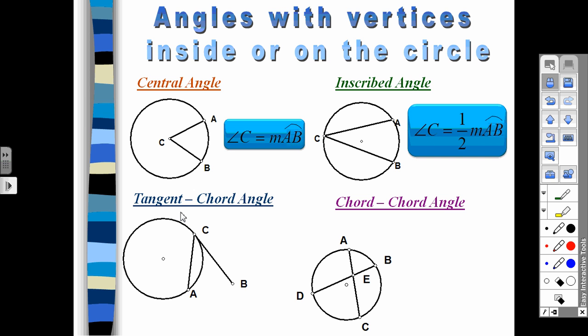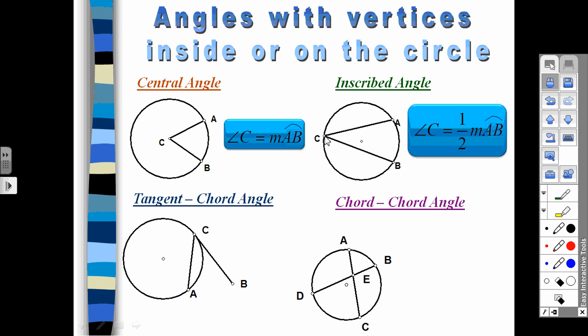So the first one we're going to talk about here that's new is the tangent chord angle. So if you look at this, here's our chord, and then CB is going to be our tangent. And you get this angle, angle ACB right here, that's created. Now, what's interesting to note is that point C, the vertex of this angle, is actually on the circle, which is the same as your inscribed angle, whose vertex is on the circle.